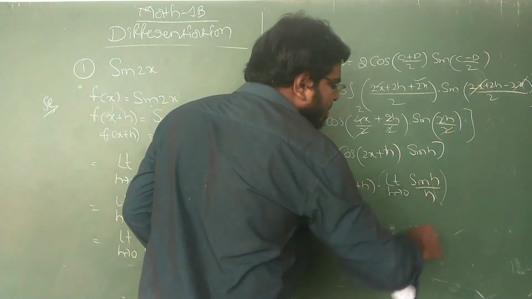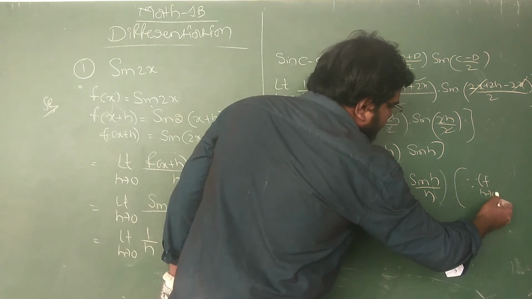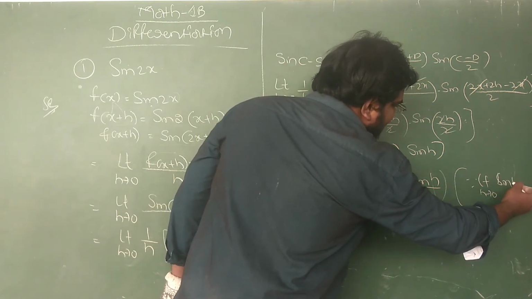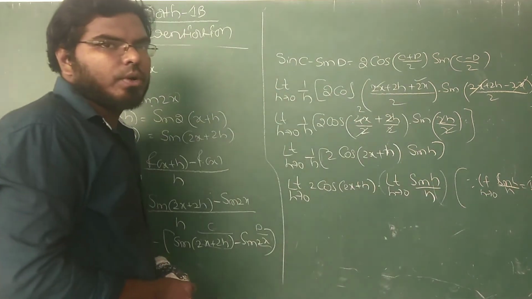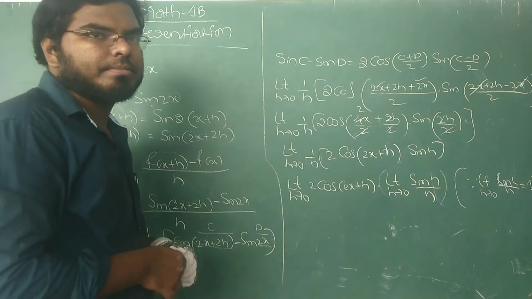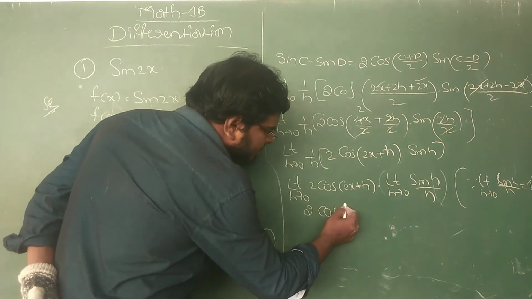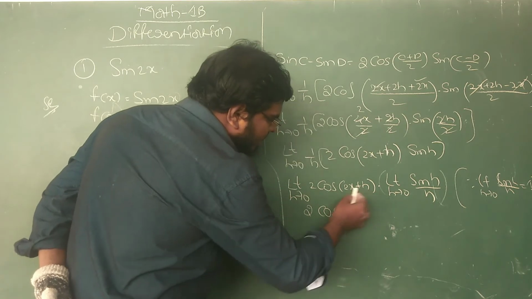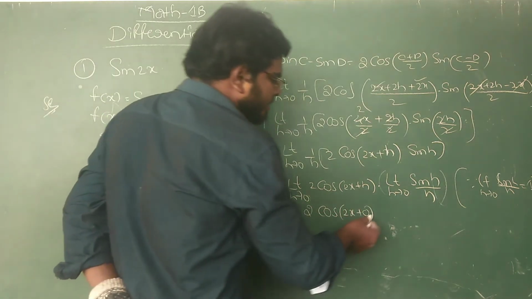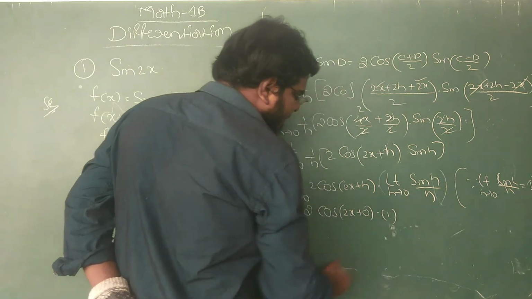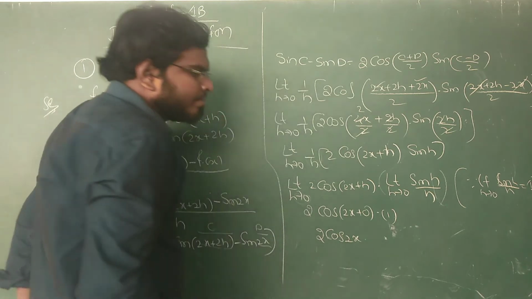Because we have the one formula. What is that formula? Limit h tends to 0 of sin h by h is always 1. Now apply the limit here: 2 cos 2x plus, instead of h write 0, it's approximately 0, that's why I am substituting 0, and this one we know is 1. Then the answer is 2 cos 2x.